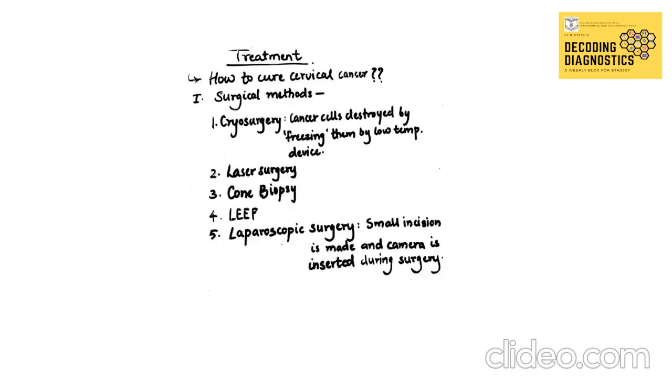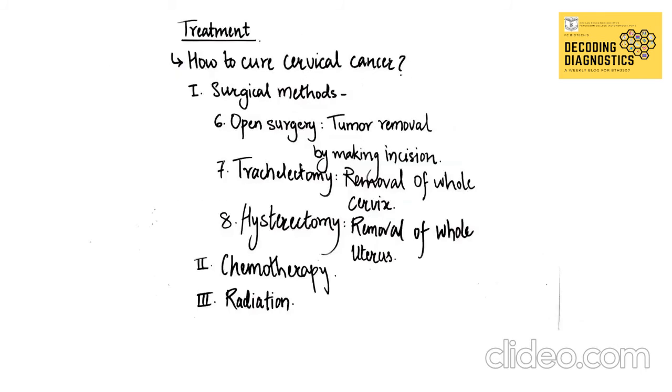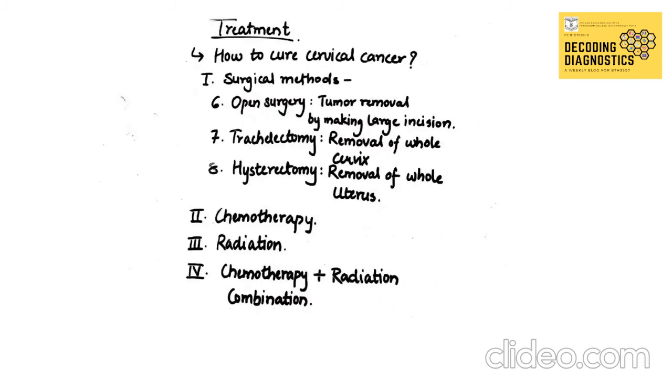Trachelectomy: the whole cervix is removed for complete cervical cancer removal. Hysterectomy: if the cancer has spread to the uterus, then the whole uterus along with the cervix is removed. Chemotherapy: medications are given to shrink the tumor. Radiation: high energy X-rays are used to destroy the cancer cells. A combination of chemotherapy and radiation can also be used.